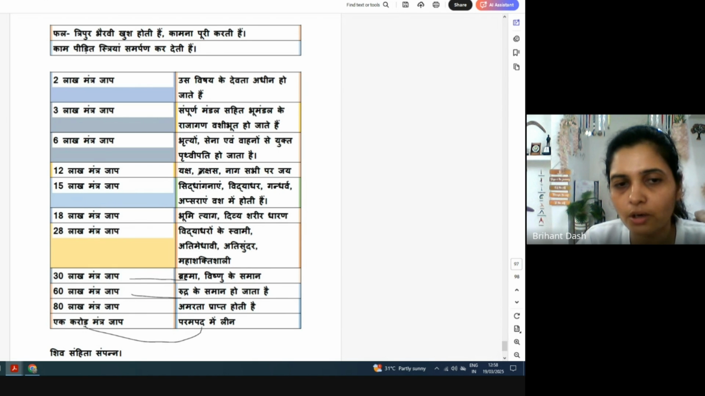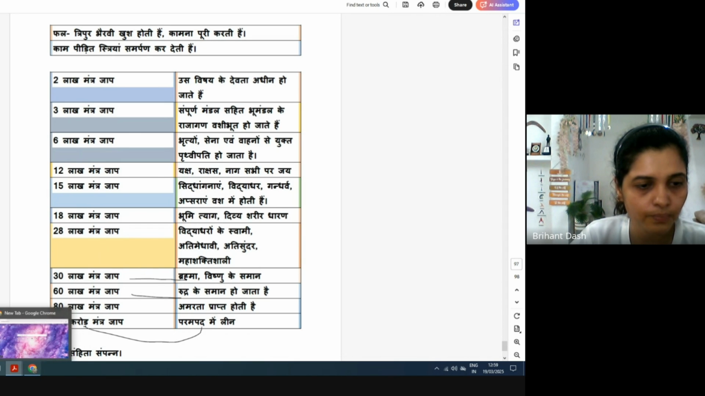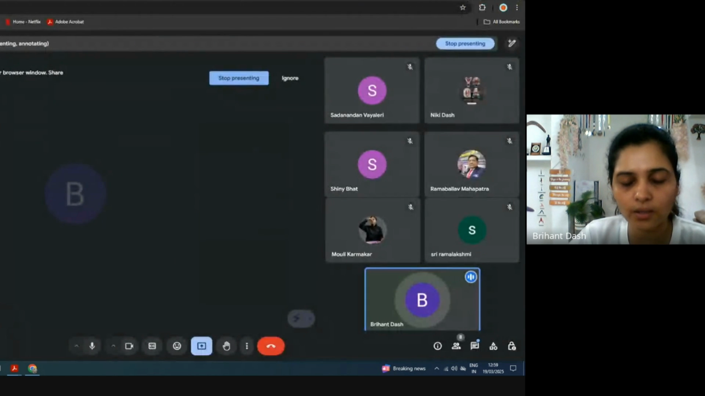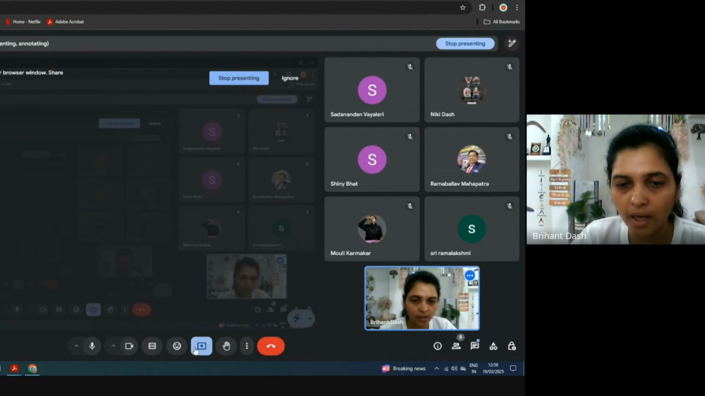You can take a screenshot and translate it further according to your reference. 2 lakh, 3 lakh, 6 lakh, 12 lakh, 15 lakh, 18 lakh, 28 lakh, 30, 60, 80, 1 crore. So according to me, we only need to remember the Brahma, Vishnu one, the Rudra one, and the Parampad one. Okay. So we have finished this. Any question? This text we have finished, only the Vajroli part is remaining and the question answers.